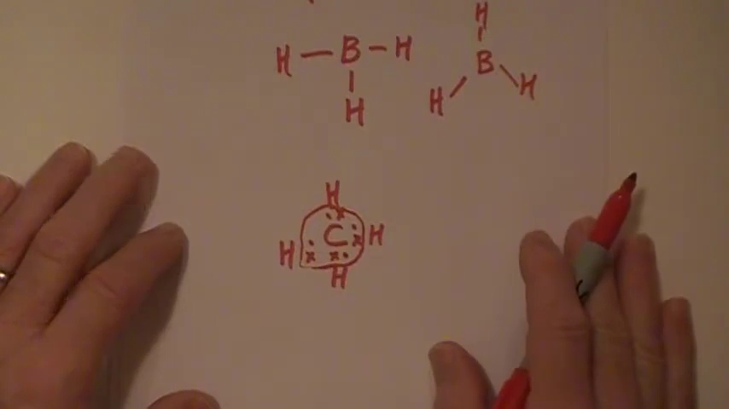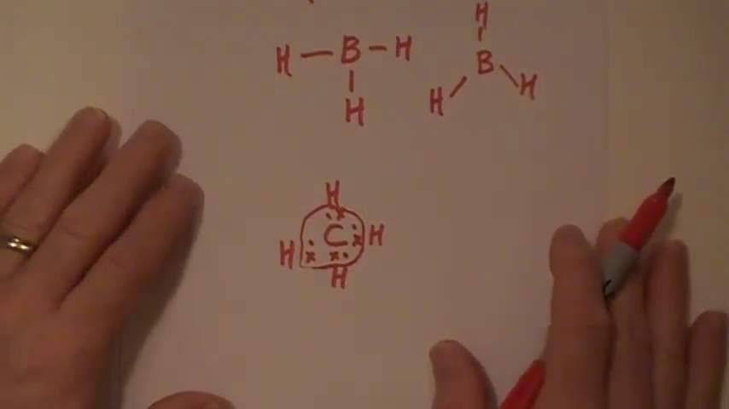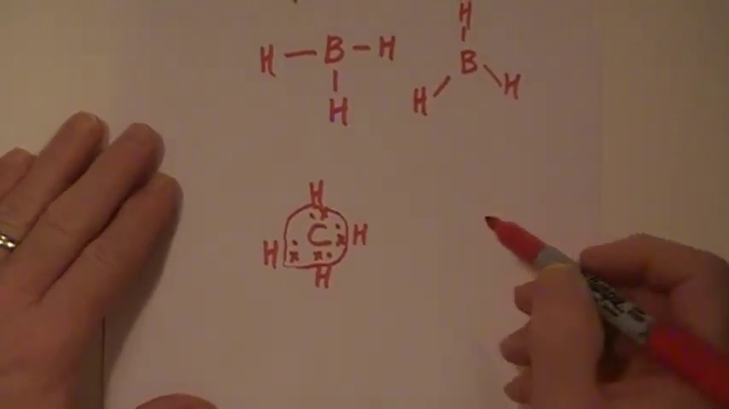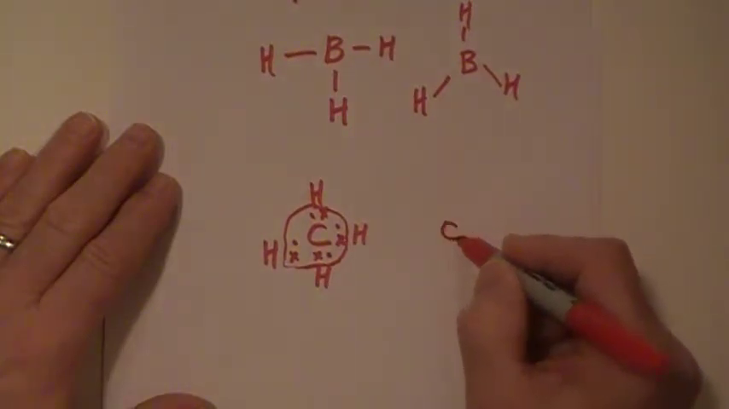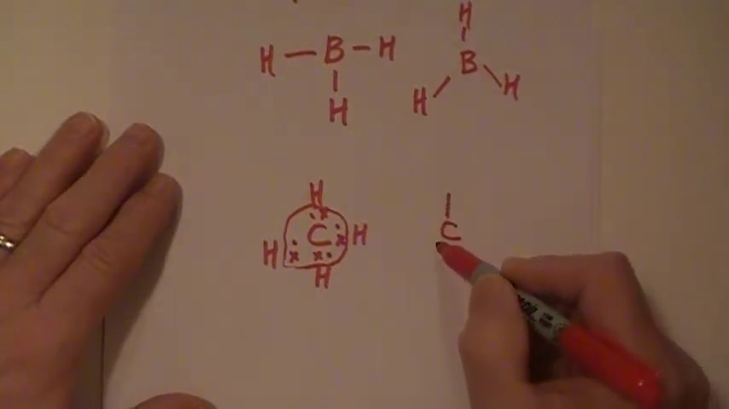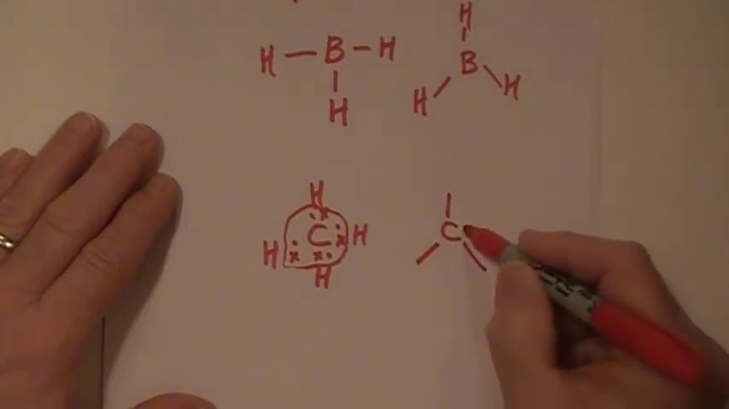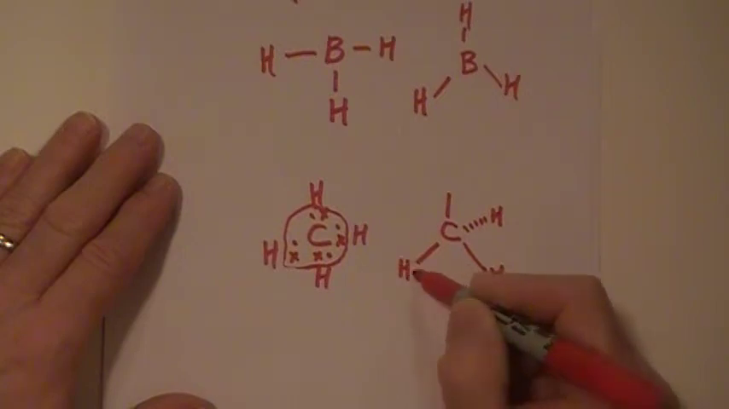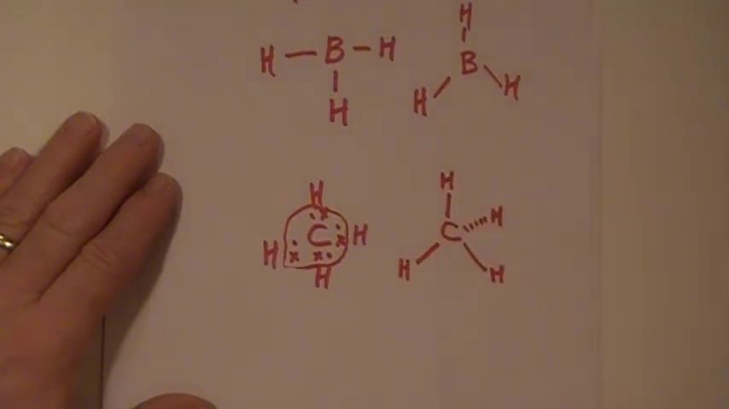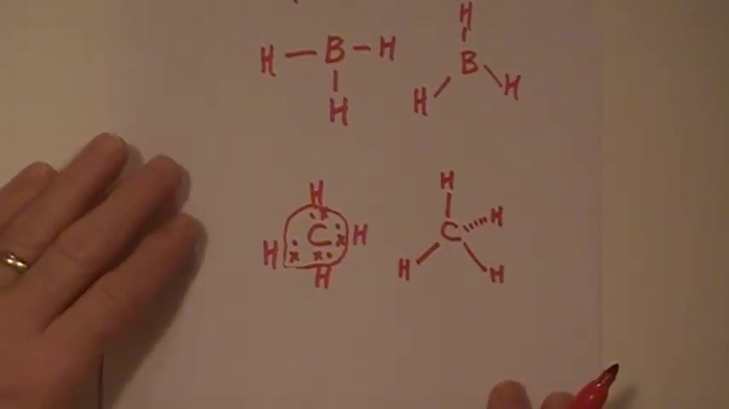It turns out that the way to get 4 things as far apart as possible in space, which we want to do, is to put them in the shape of a tetrahedron. And I should have brought the model to show you on the screen. I'll do that later on when we talk about shapes. But the shape of this molecule is tetrahedral. Let's do a couple of others.